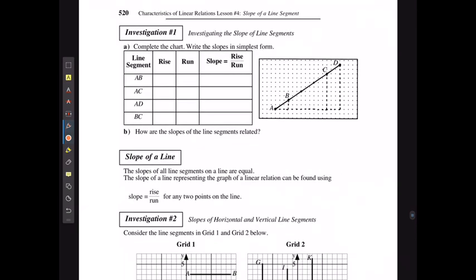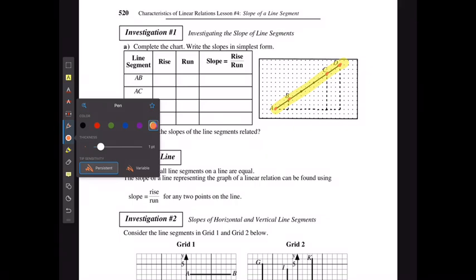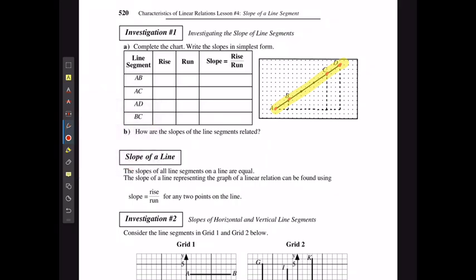If we're investigating the slopes of a line segment, we can see that here from A all the way to D is just one straight line. And I have certain points that exist on here, A, B, C, and D. Now, if I'm counting out the points, from A to B, for this first segment, I had a rise of 2 and I had a run of 3. So my slope was 2 over 3.